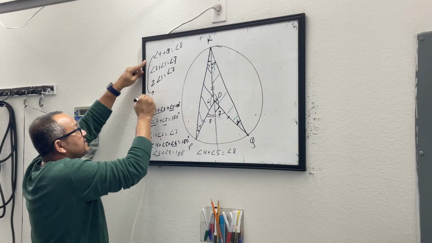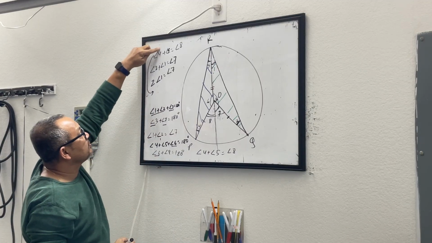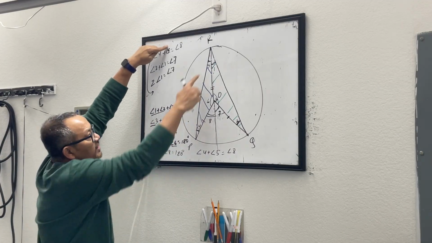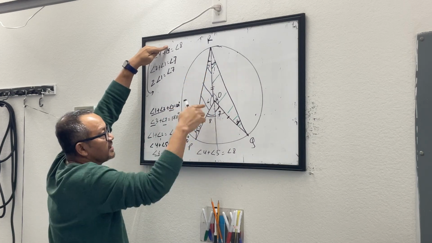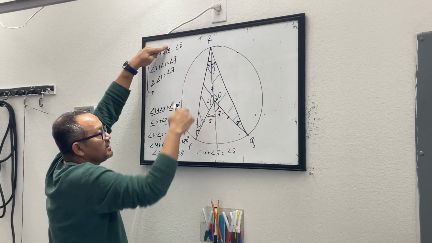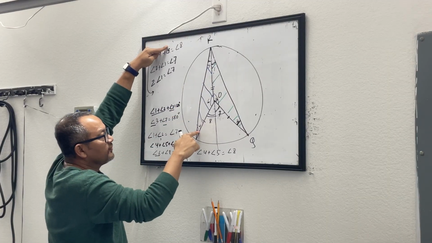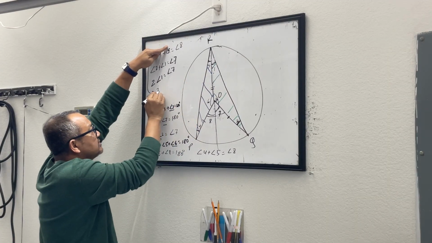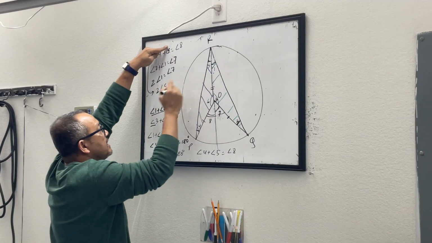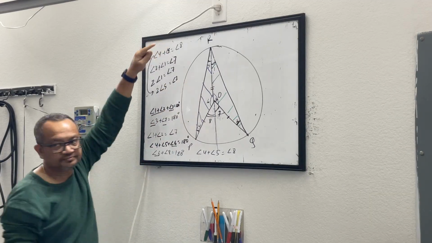Similarly, in this one, angle 4 and 5 both are same because they are part of the isosceles triangle. This side and this side same, so this angle will be same. So instead of saying angle 4 plus 5, I can say this as 2 times angle 5 is equal to angle 8.